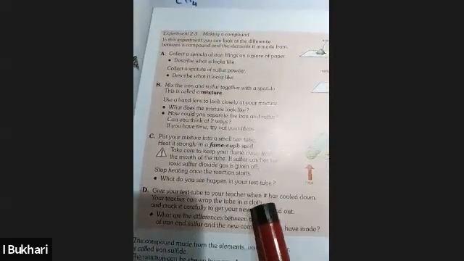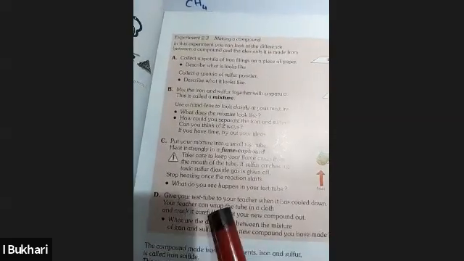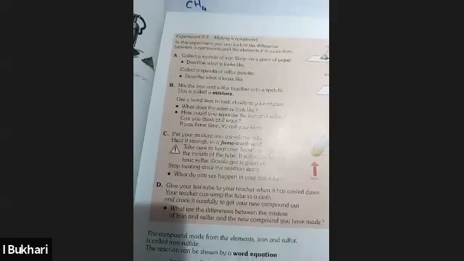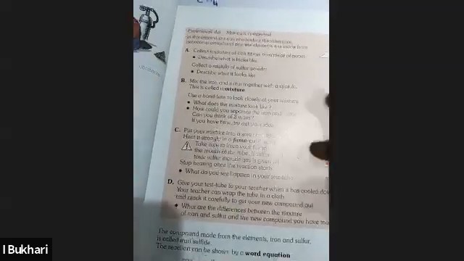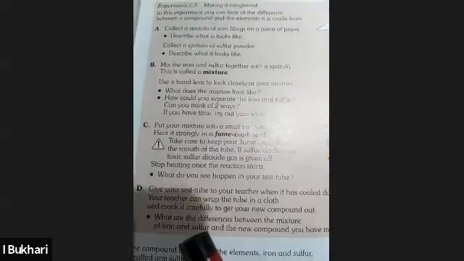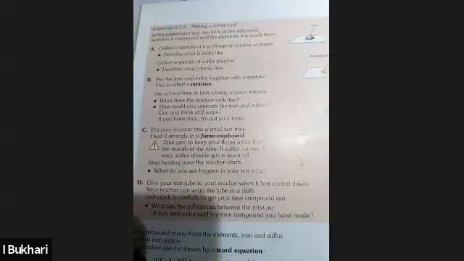Then give your test tube to your teacher when it has cooled down. Your teacher can wrap the tube in a cloth and crack it carefully to get your new compound out. Just like in the video that I just showed you, the bottom of the test tube was broken, and then iron sulfide was taken out.